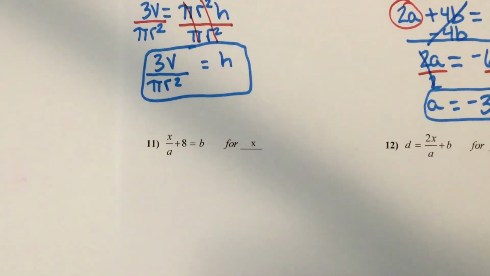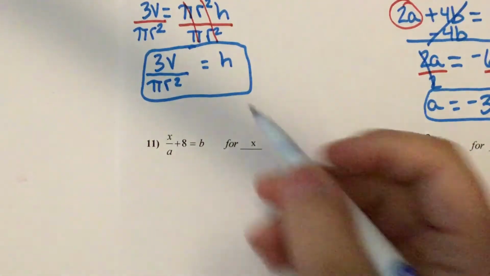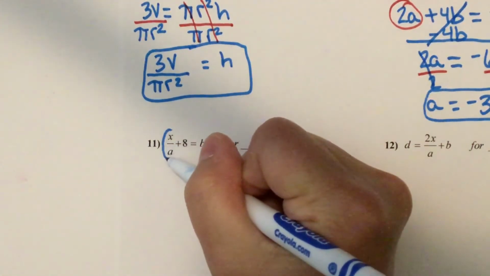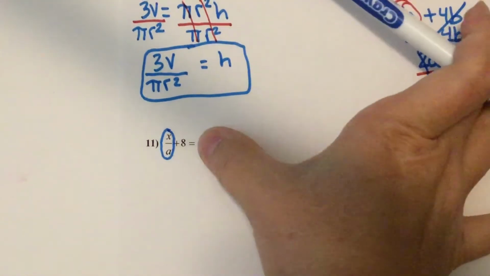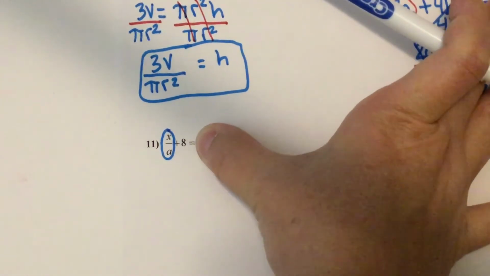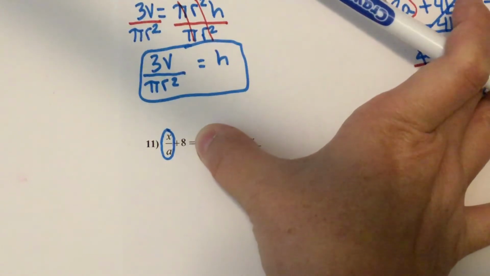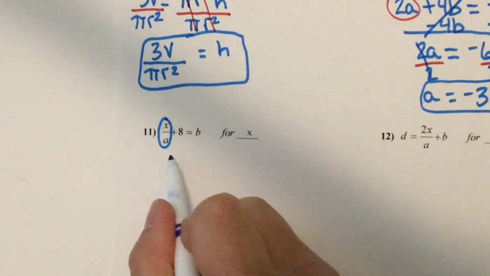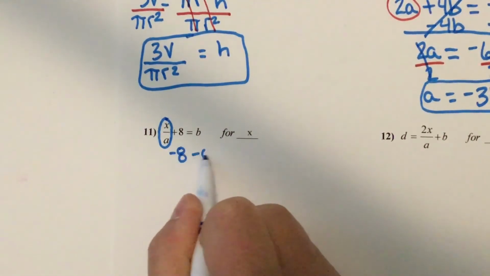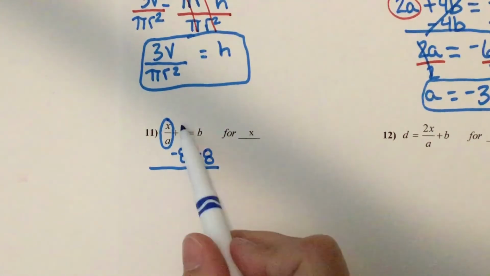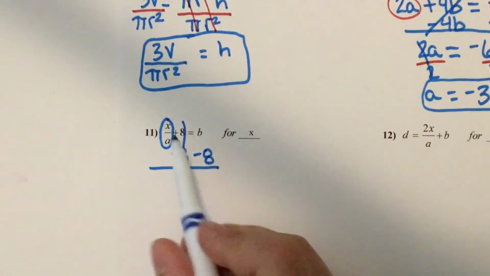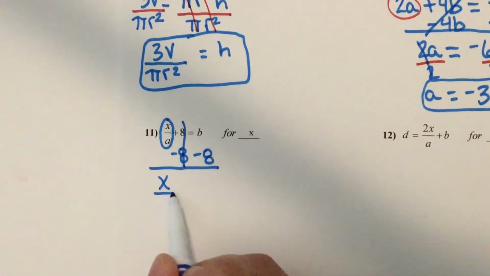All right, I'm trying to solve for x. So whatever is smushed with the x or divided by it, we're going to save that for last. So to get rid of that addition of 8, I want to zero it out. How will I do it? I'm going to subtract it. So I'm going to subtract 8 from both sides. So 8 minus 8 is 0. That's gone. Bring down the x over a.